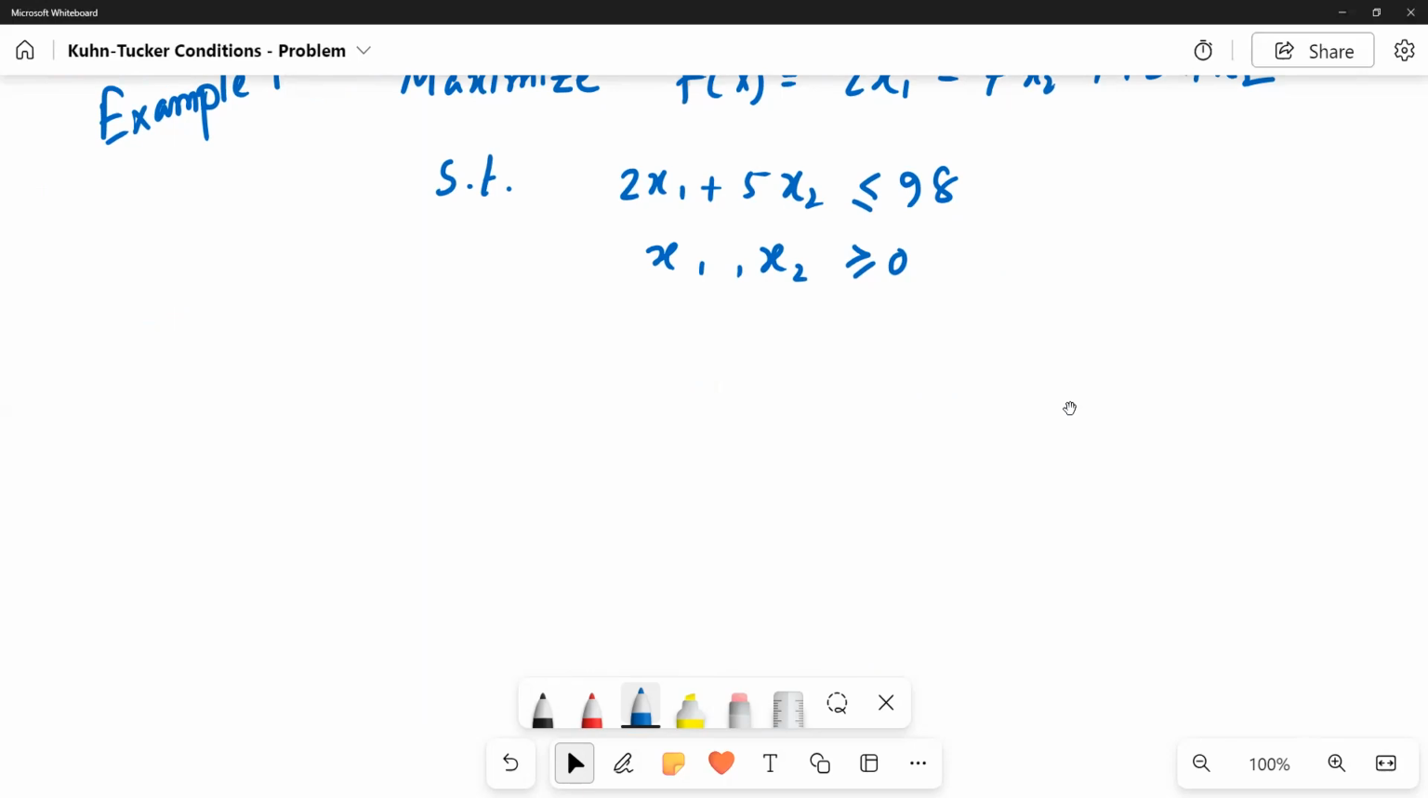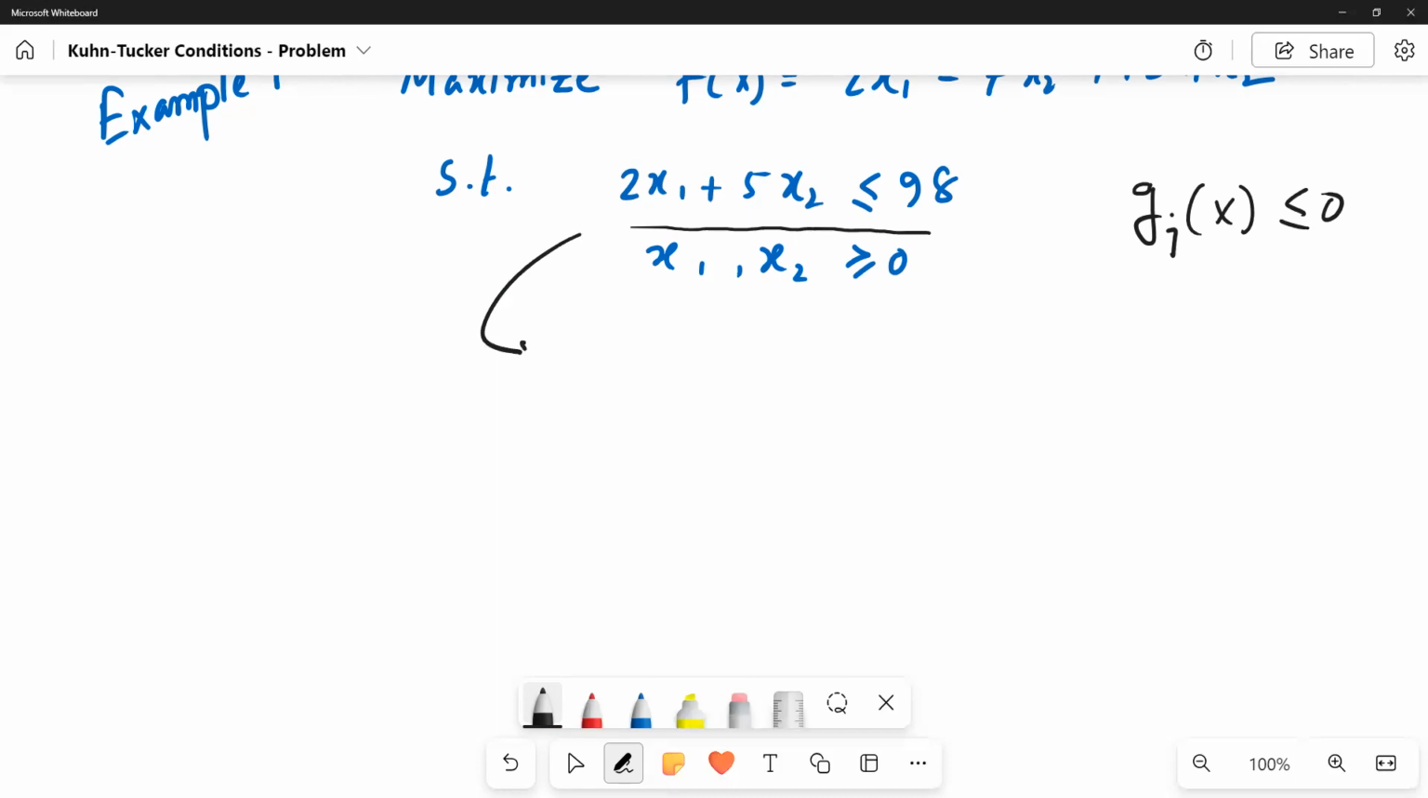Now the values for your system variable x. So now form the Lagrange function first, and also the condition that is given, which is the inequality condition. We have always said that we will be writing this condition in a form like this: g j of x less than or equal to 0. So if you write this in that form, then it becomes 2x1 plus 5x2 minus 98 less than or equal to 0.